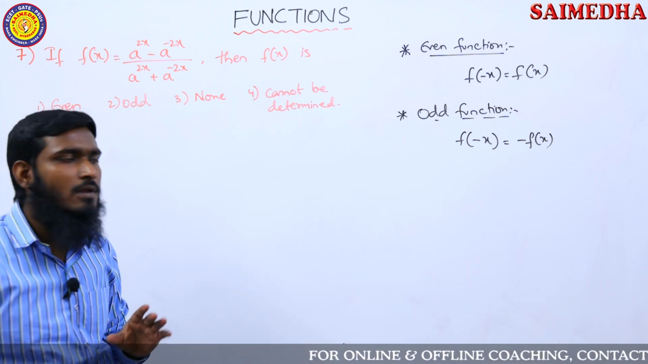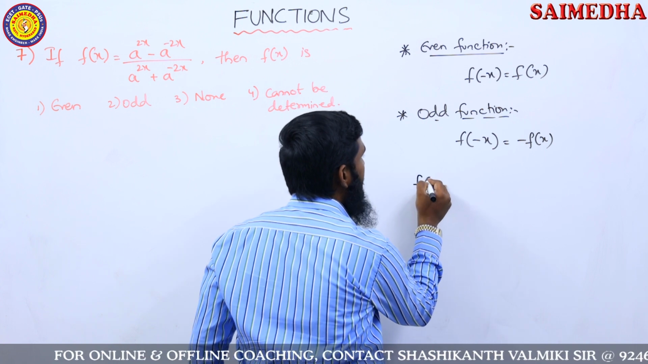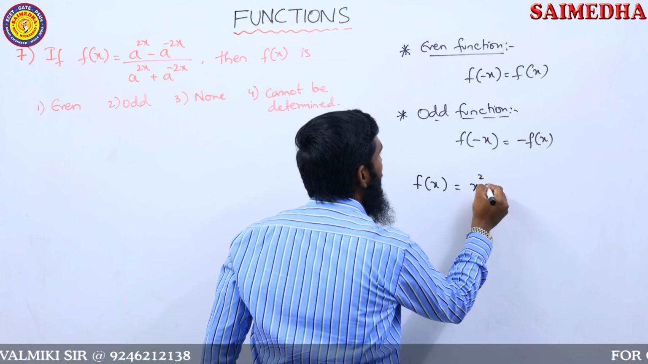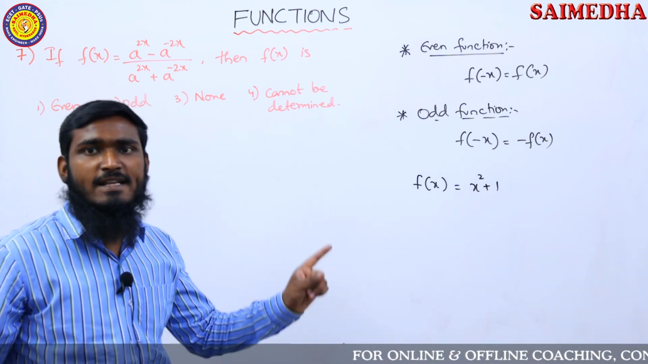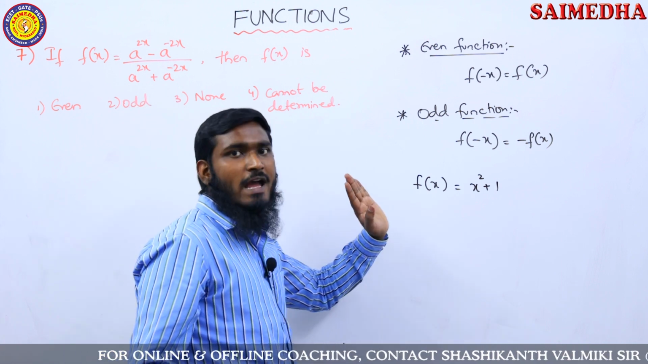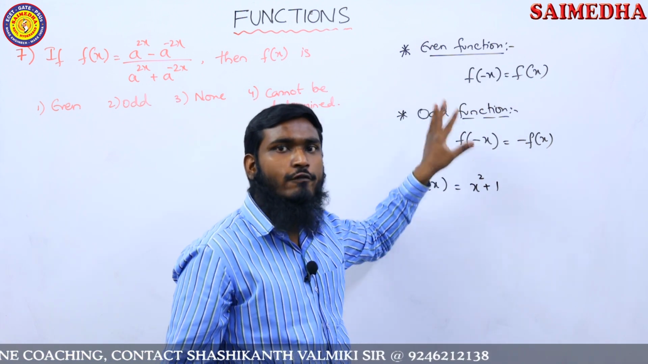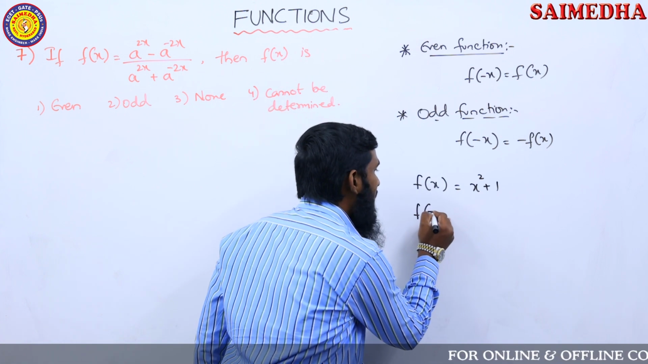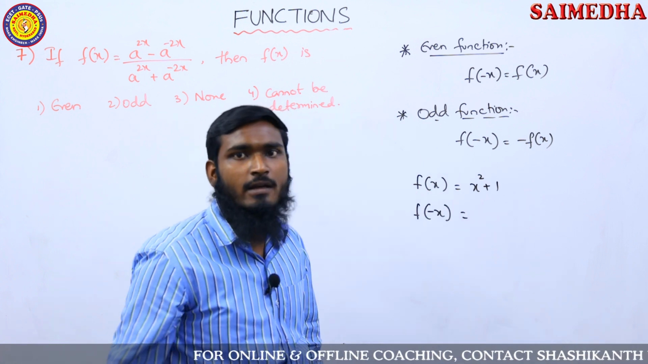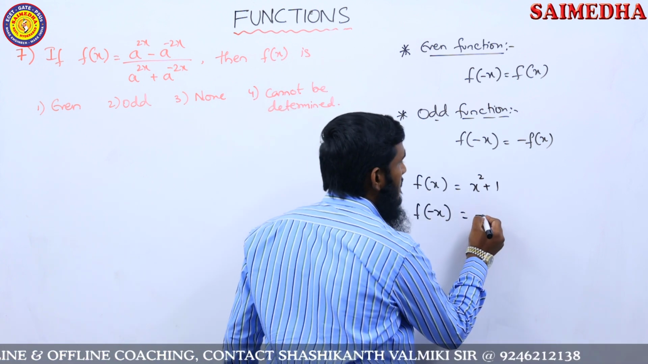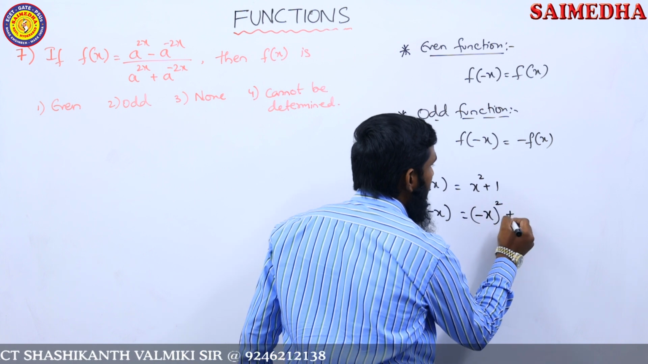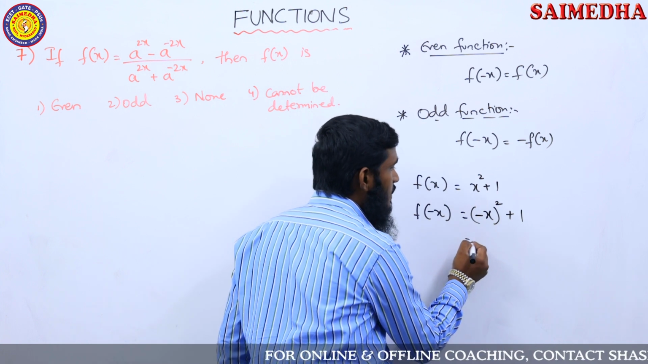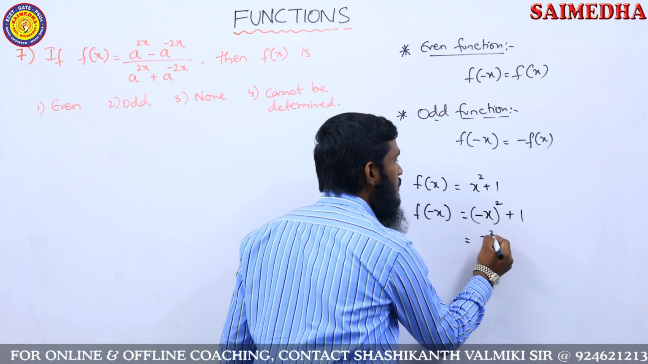Let us take a simple example. Suppose we take f of x equals x square plus 1. Now we have to find the f of minus x value for both even function and odd function. In the place of x, we have to write minus x. So this can be written as minus x whole square plus 1, which equals x square plus 1.